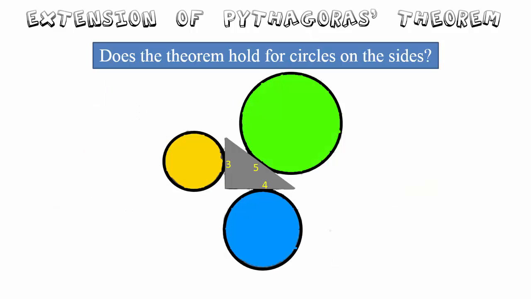But here's the question: does Pythagoras' formula hold when the shapes on the side lengths are not squares? In other words, what about if we had circles as shown, where the diameter of each circle is the same as its corresponding side length? In this case, the diameter of the yellow circle is 3, the diameter of the blue circle is 4, and the diameter of the green circle is 5. Would we still have some sort of relationship like a squared plus b squared equals c squared?